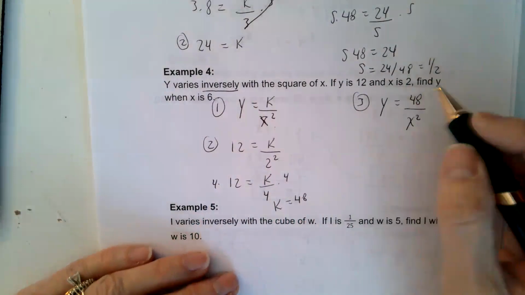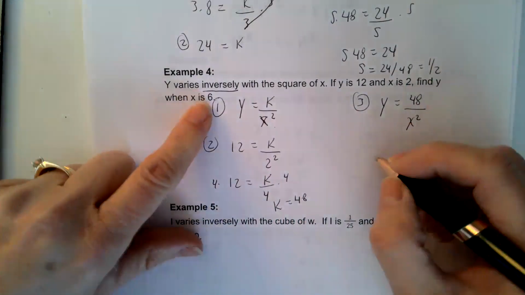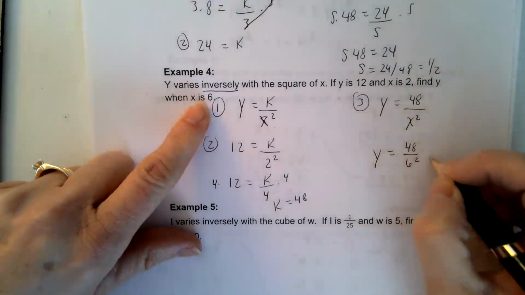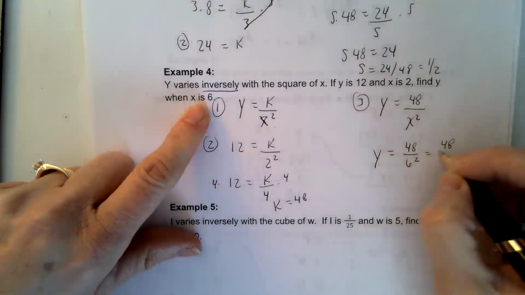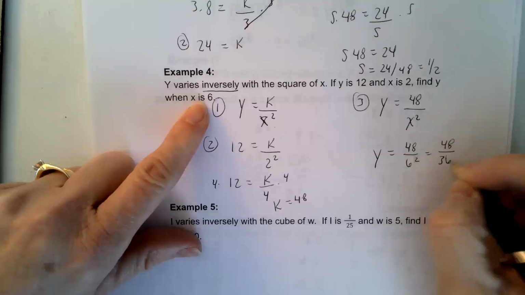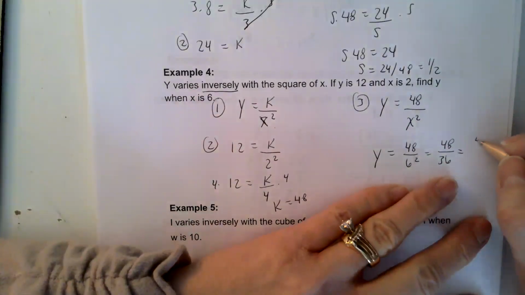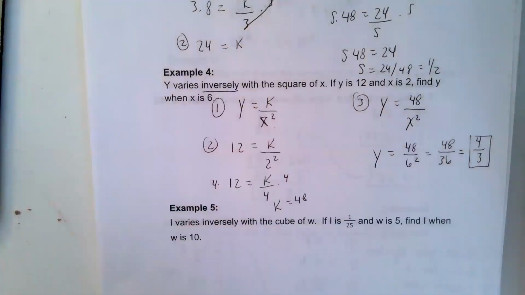And then it says find Y when X is 6. So Y when X is 6, 48 divided by 36 is 4/3. Y is 4/3. I can divide both by 12.